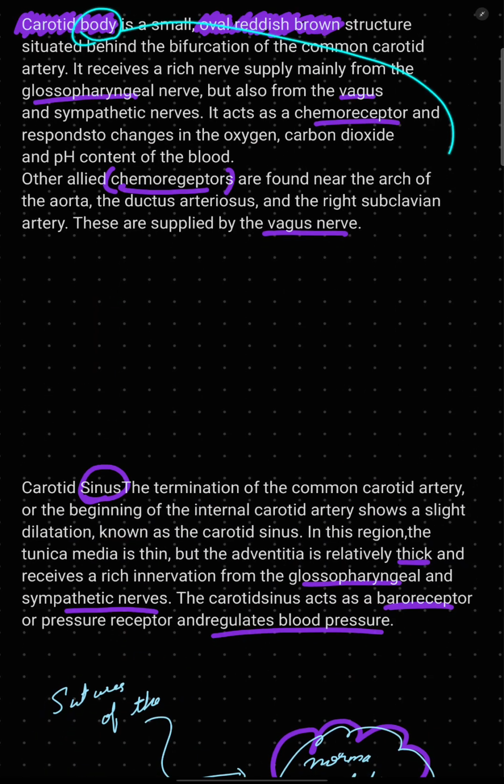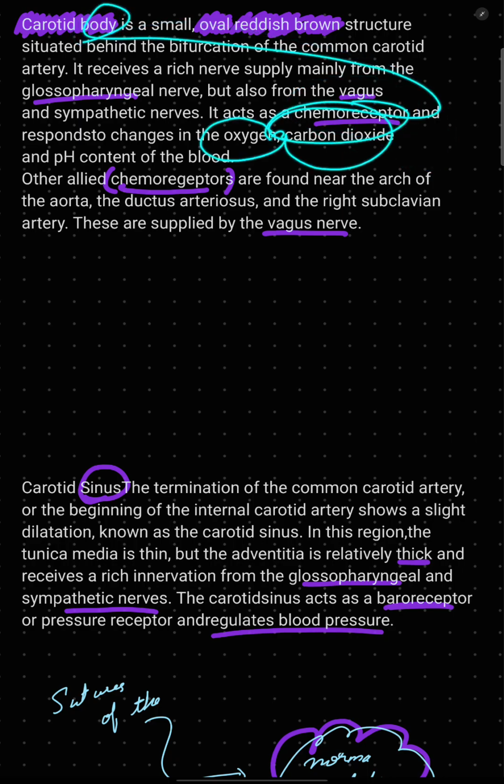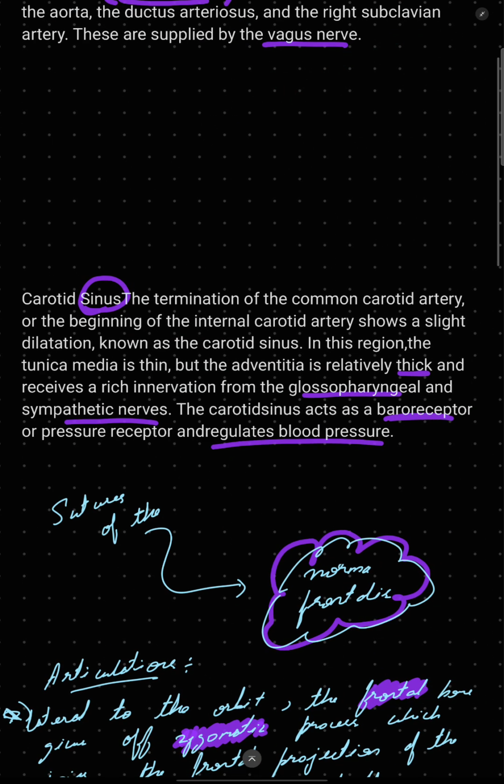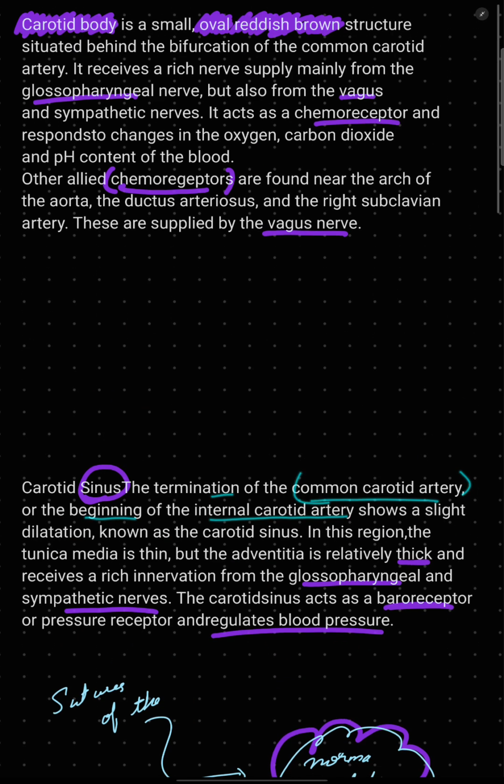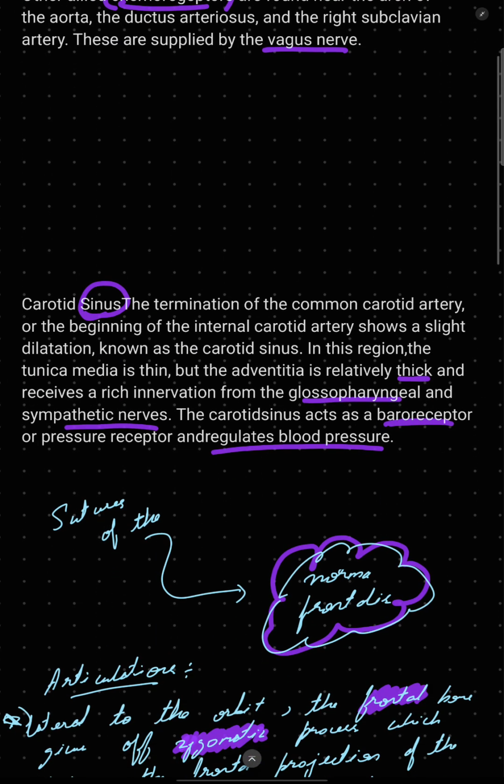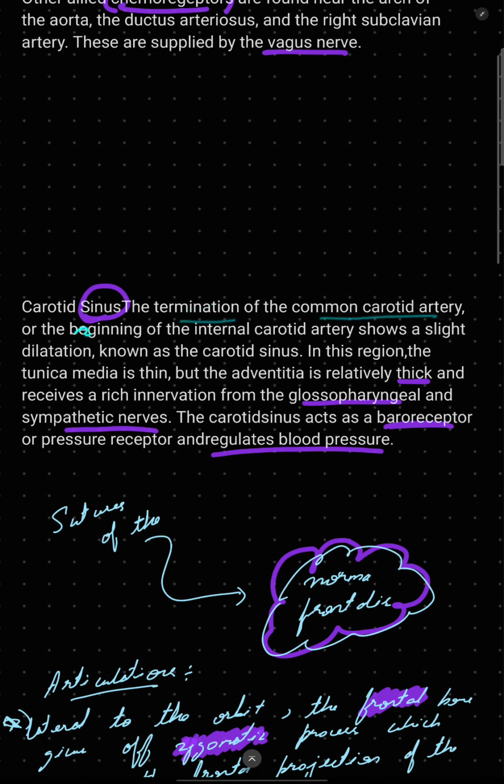So that's the carotid body. Remember, the body is a chemoreceptor and it looks out for oxygen, carbon dioxide, and the pH content in the blood. Now the carotid sinus: the termination of the common carotid artery as well as the beginning of the internal carotid artery. This is the termination of the common carotid or the beginning of the internal carotid.